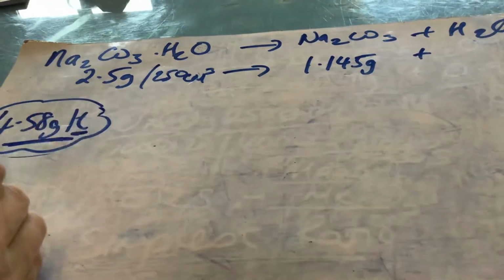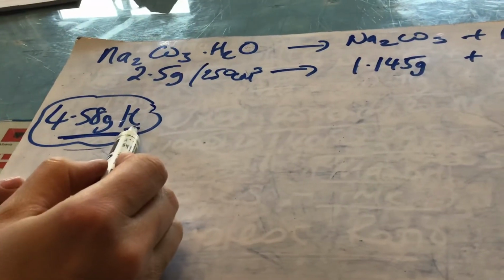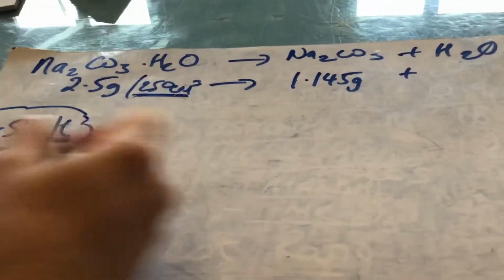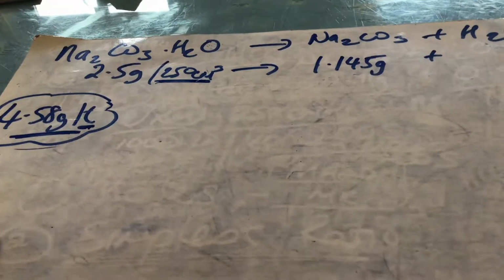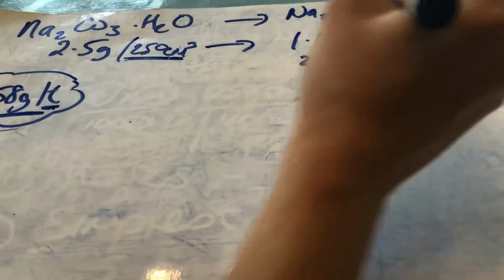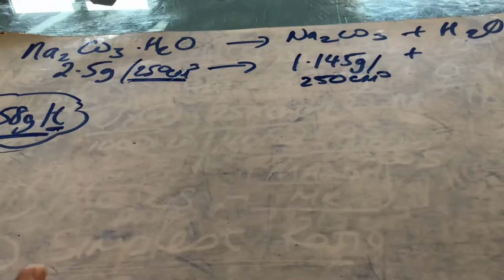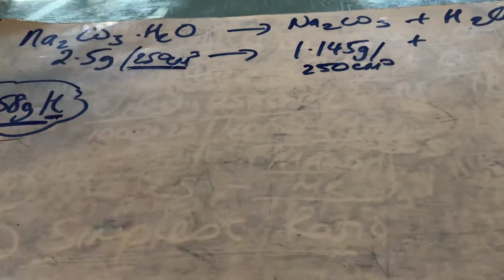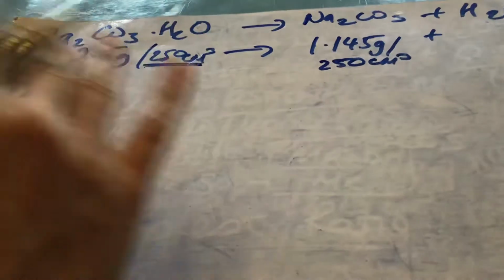From my previous answer, I have grams per litre of sodium carbonate. But because this is in 250, I must divide this 4.58 by 4 to bring this to 250. The volume has to be the same. You must compare like with like. Similarly, if they had told you that they dissolved the washing soda in 500 cubic centimetres, then you would divide this answer by 2. Must have the same volume.